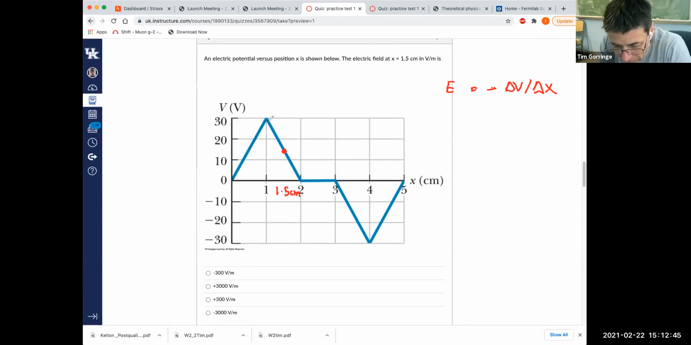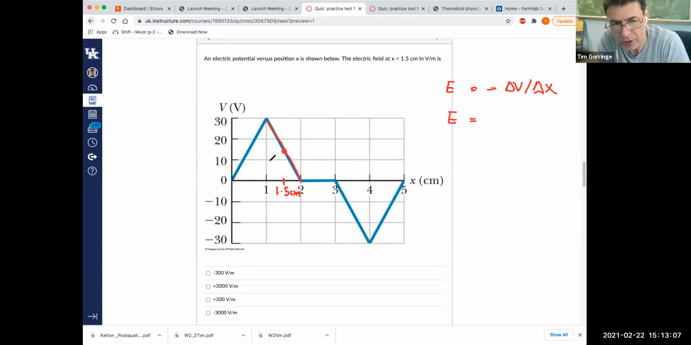To find the field at this point, 1.5 centimeters, let's think about this region of space here from 1 to 2 centimeters, where the potential is constantly changing. Let's figure out the field in that region, and then that will be the field at the point 1.5 centimeters.